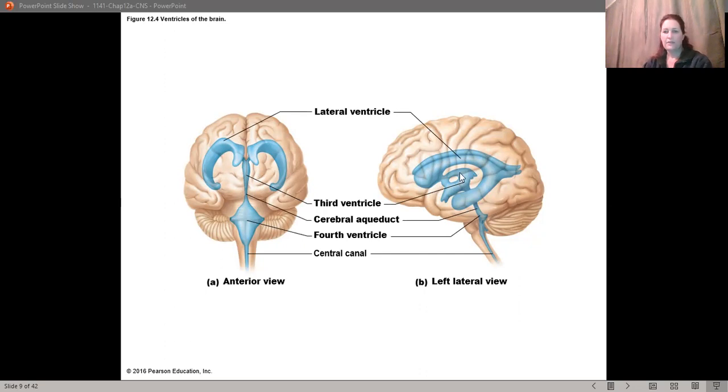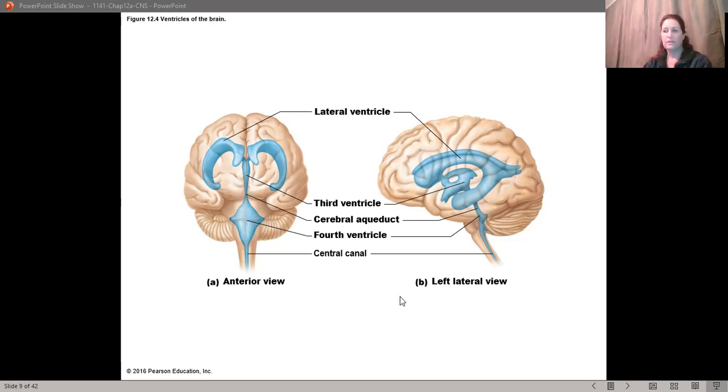Then leading from the third ventricle down to the fourth ventricle is the cerebral aqueduct, and it looks like a stem. We'll look at a ventricle model in lab. It looks like a stem. The fourth ventricle is rather large. It is going to be at the opening to the cerebellum.